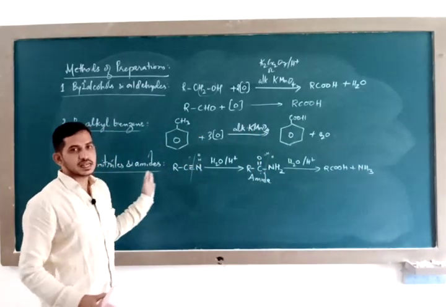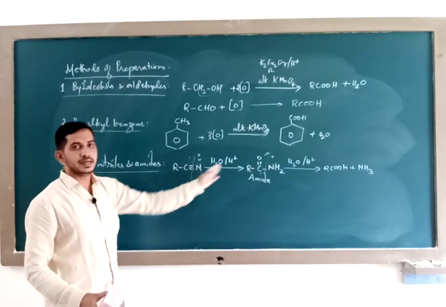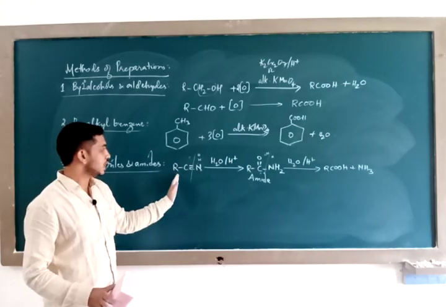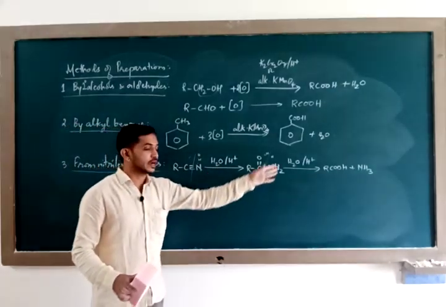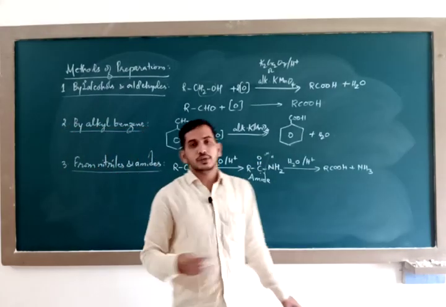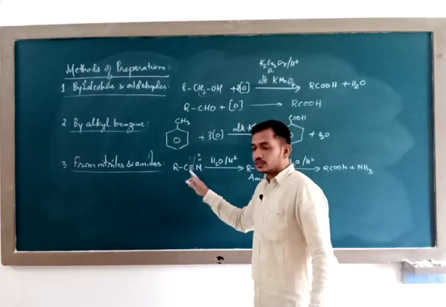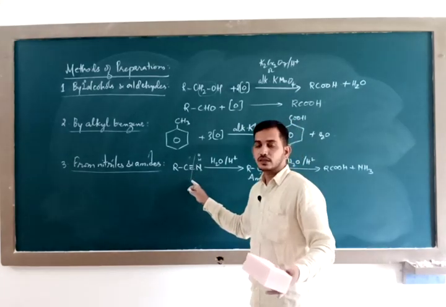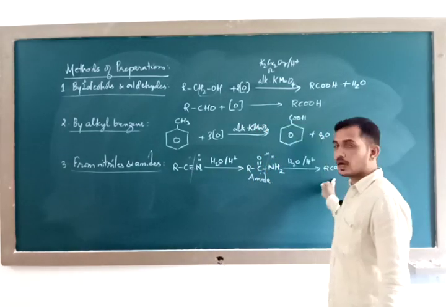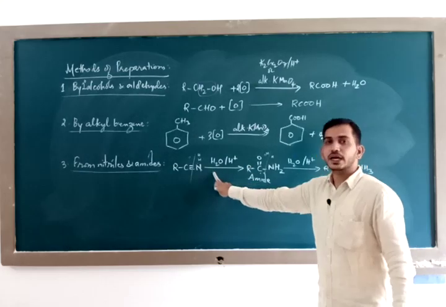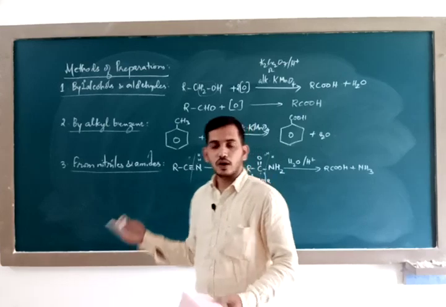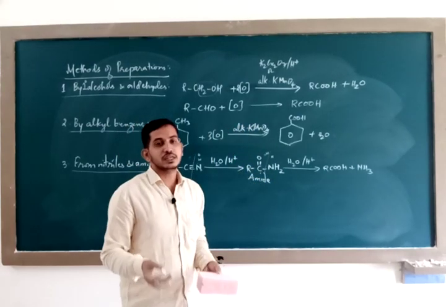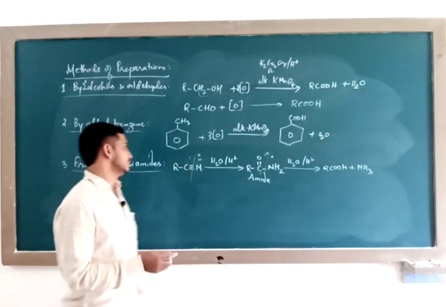this third method is asked in the exam, like complete the equation. They will give you nitrile and the reagent, you are supposed to find out the product. If you carry out hydrolysis for a nitrile twice, then you will end up with carboxylic acid. Once hydrolysis gives you amides. So from nitriles or amides, by both the methods you will get carboxylic acids.